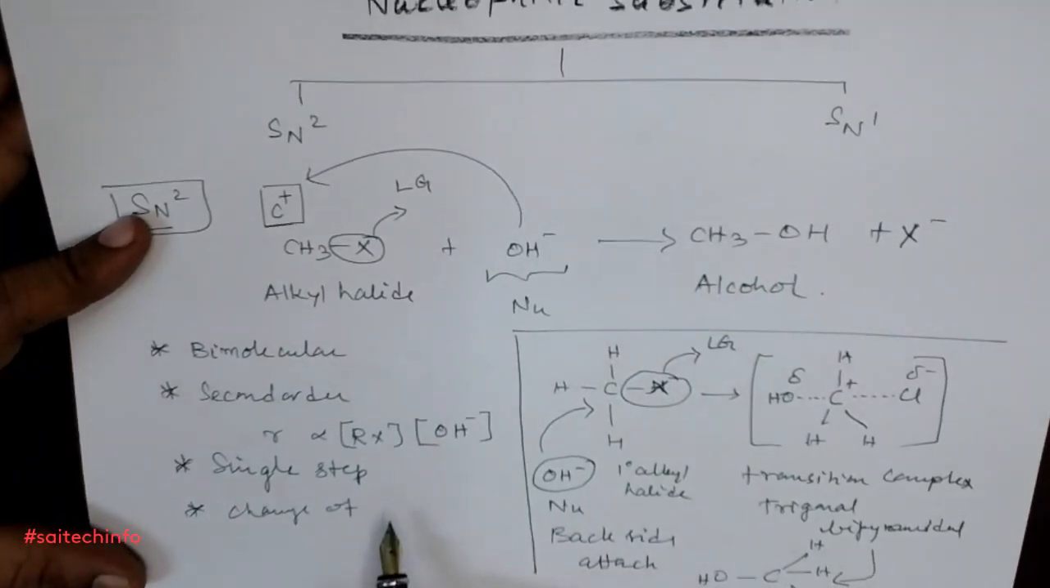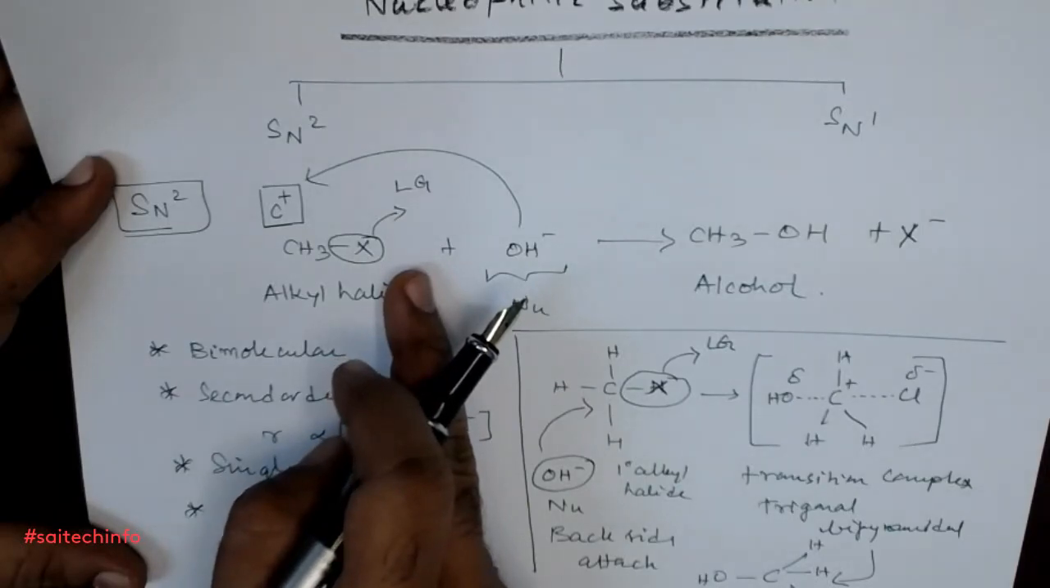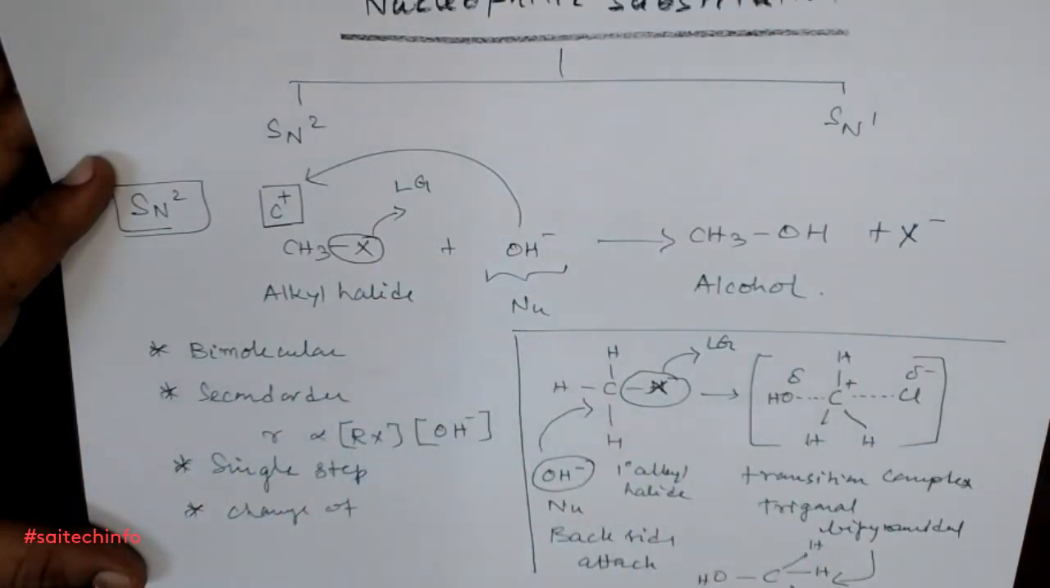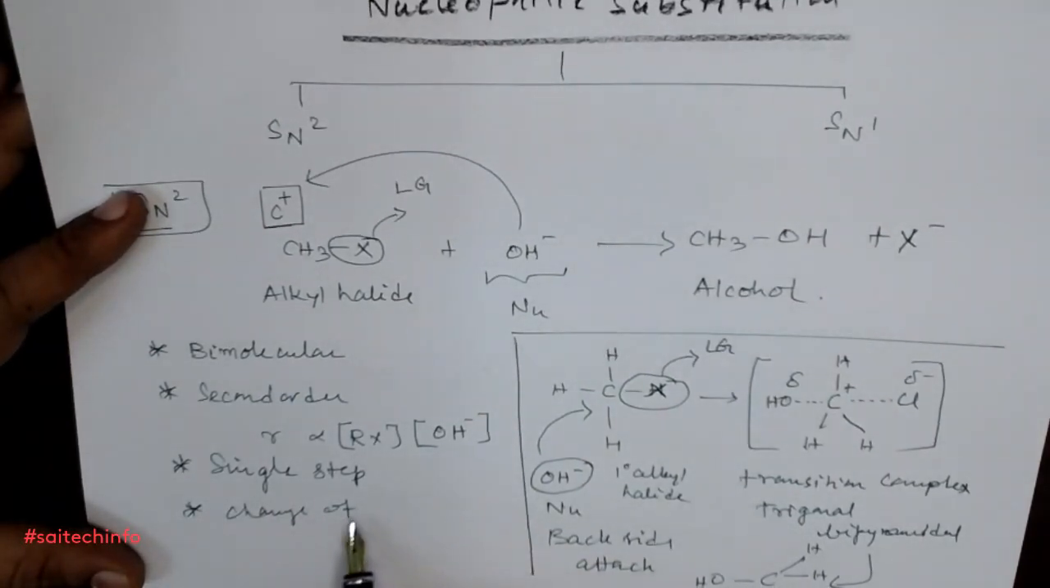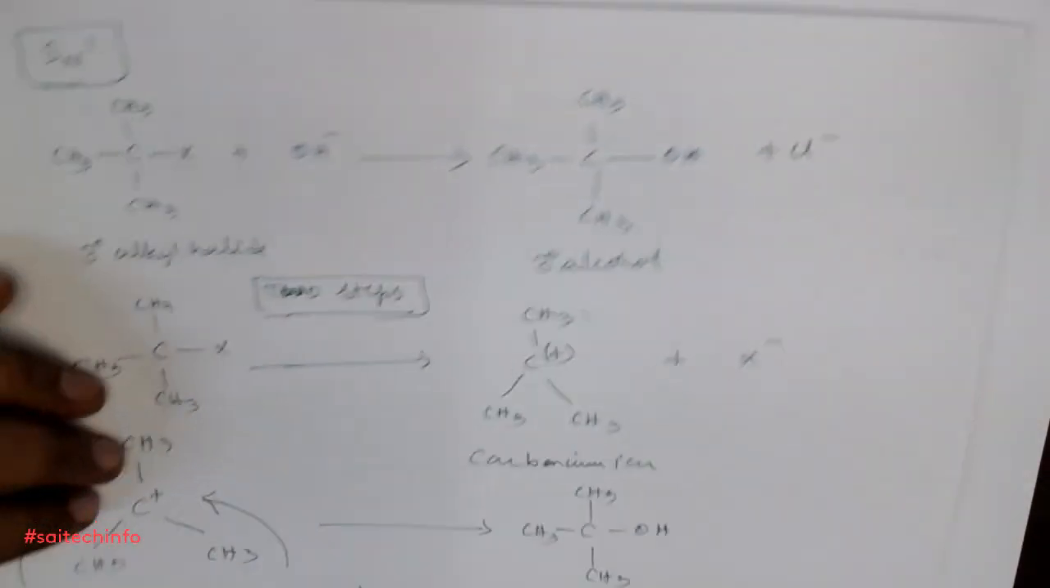Here the leaving group X is on the right side, but when you find here it is on the left side. So change of geometry, not symmetry, geometry. Here there is no change of geometry.